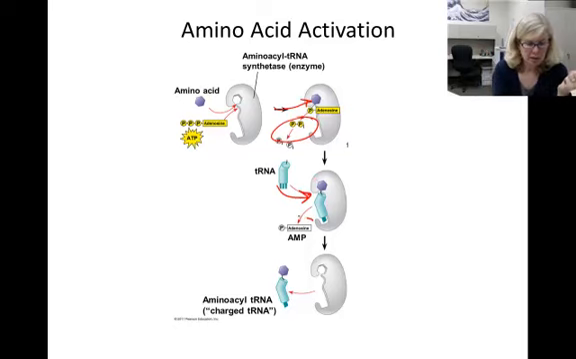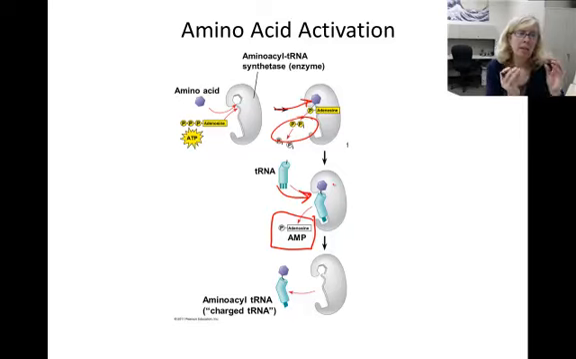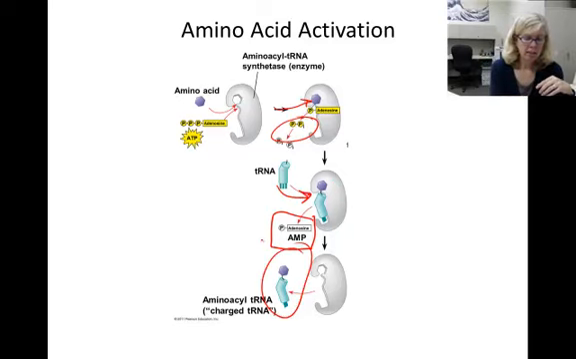which removes the adenosine monophosphate, gets that out of the way, and then a peptide bond forms between the tRNA molecule and the amino acid. The charged tRNA is then released from the enzyme and able to take that amino acid over to a ribosome.